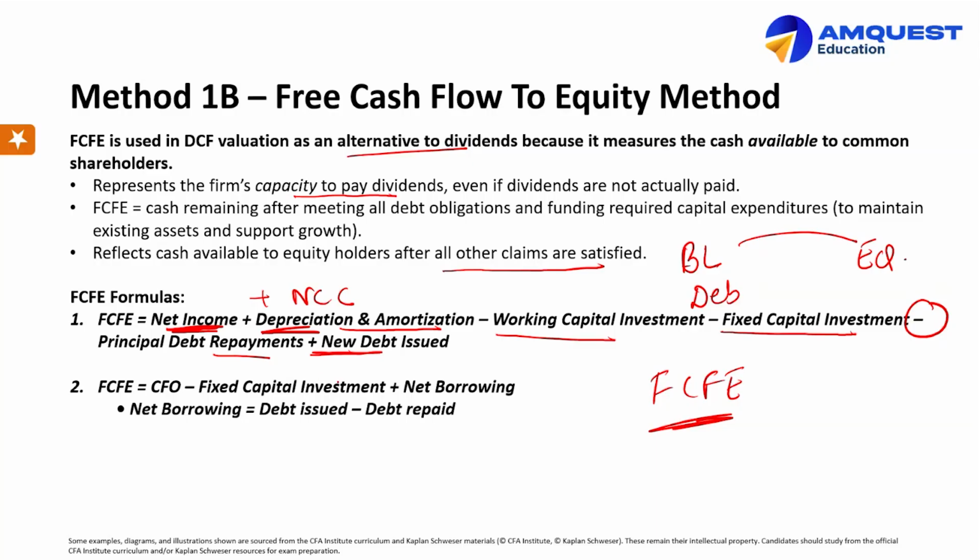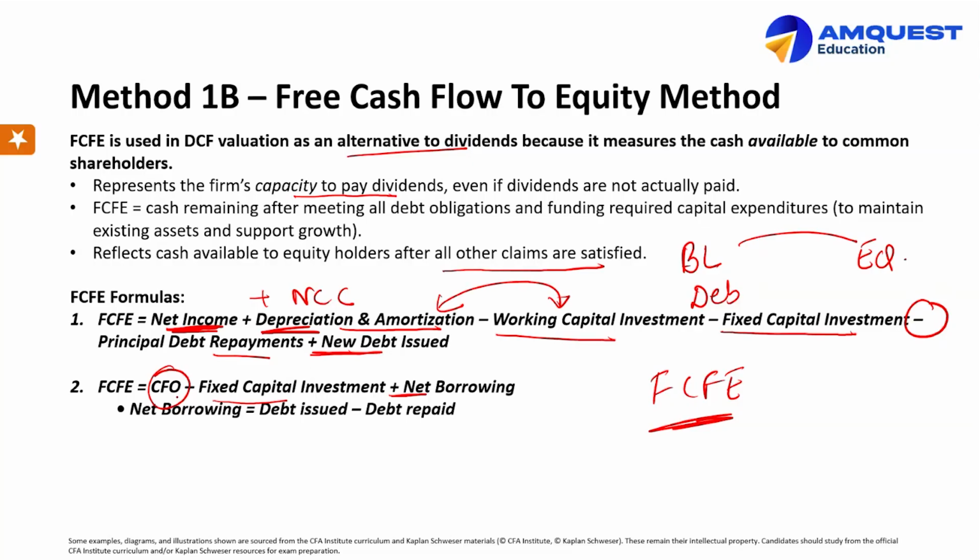It can also be calculated using the formula CFO. It is cash flow from operations, what you get from the cash flow statement. If you have completed FSA, you will be able to understand this. Otherwise, when you do FSA, you will understand what CFO is, if you have not done this in your graduation. And from CFO, we are going to reduce the fixed capital investment and we are going to add net borrowing. The depreciation and amortization and the working capital investment adjustment is already done in the net income.